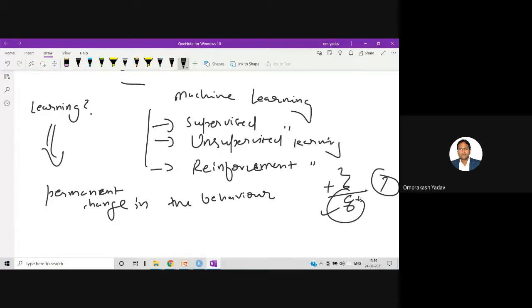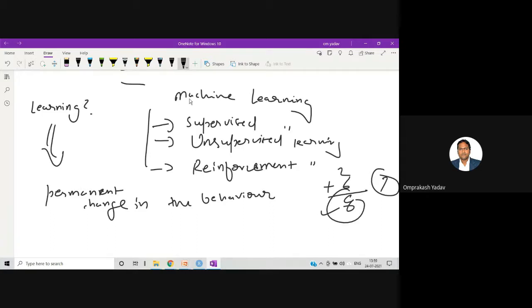But suppose I am teaching someone to drive a vehicle. If there is a permanent change in behavior, then we can say that the person has learned. So in our normal terms, when we say that the person has learned, it should not be a temporary change. It should be a permanent change. Then only we can say that the learning has taken place.